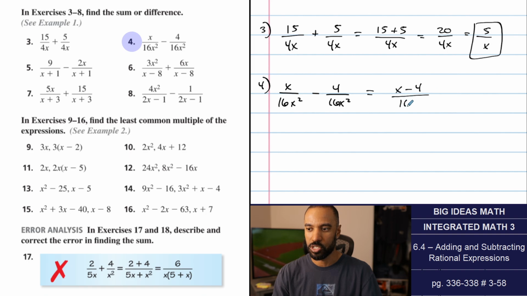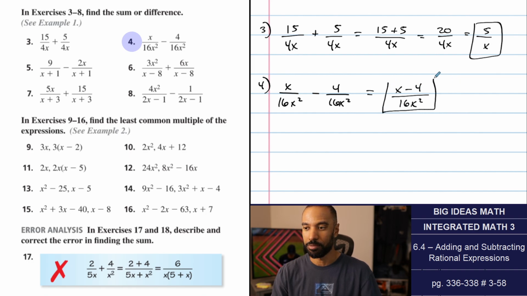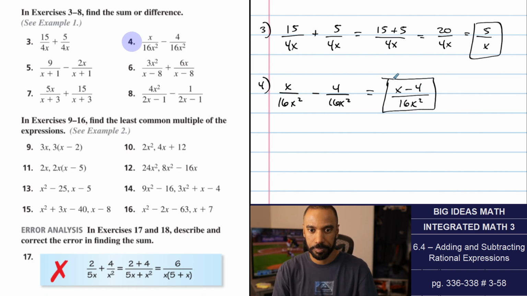This is x minus 4 over 16x squared. I wasn't being precious about it. These just can't combine, and nothing can reduce now. So we just leave it like that. And that's all we can say.